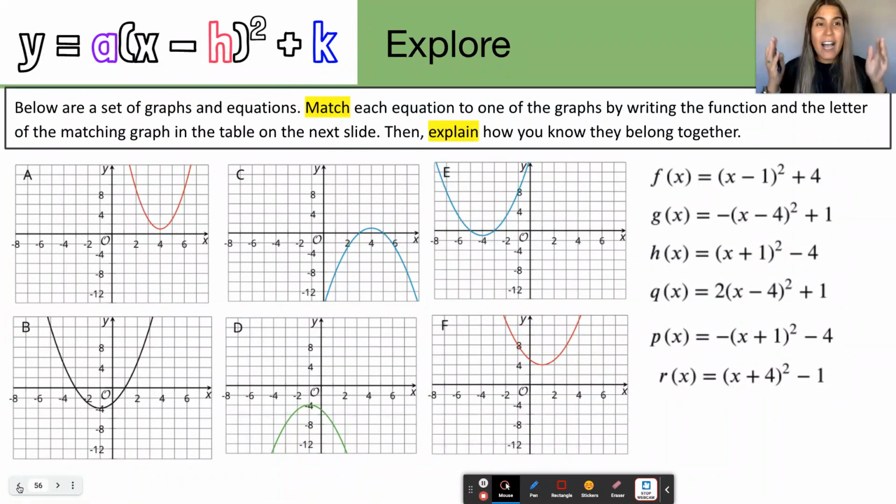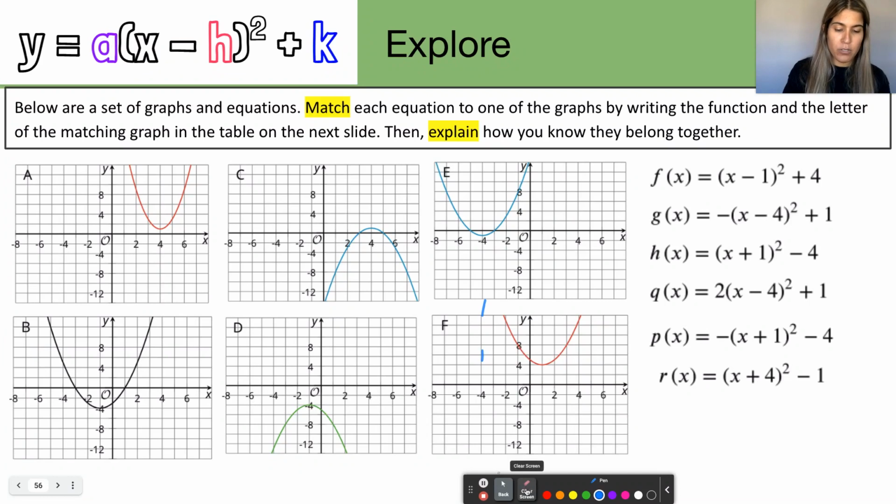So let's see, how do I approach this type of question? There's different ways I can do this. I'm given 6 graphs, and I am also given 6 equations, and I have to match them up. One way to approach this is that I can go to my graphs and identify the vertex in each. Why do I want to identify the vertex?